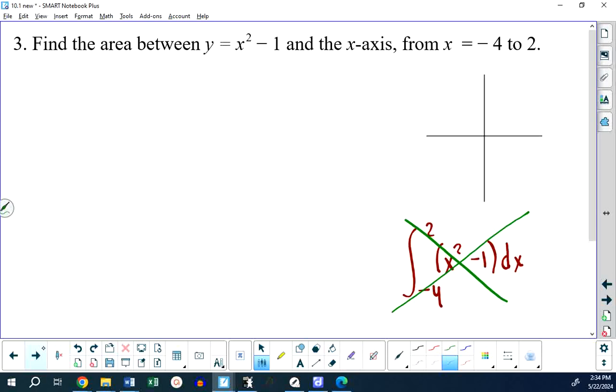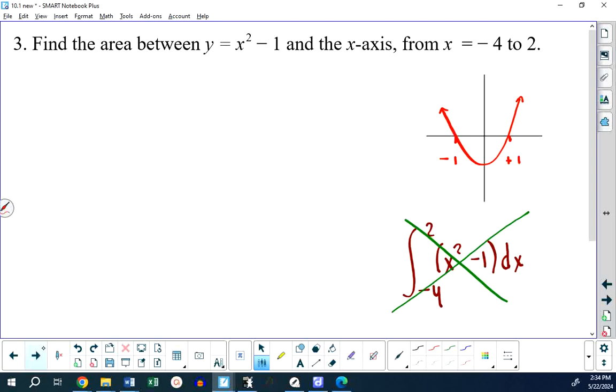X squared minus 1 is a graph that has an x-intercept at negative 1 and 1. That should be obvious because it factors into x plus 1, x minus 1. It has a y-intercept of negative 1. It's a parabola that has been started at the origin as x squared and shifted down 1. And it looks like that. Boy, I'm really parabolically challenged today. It looks like that-ish. But what you need to recognize is that this is negative 1, and this is positive 1, and we are asked to find the area from negative 4 to 2.